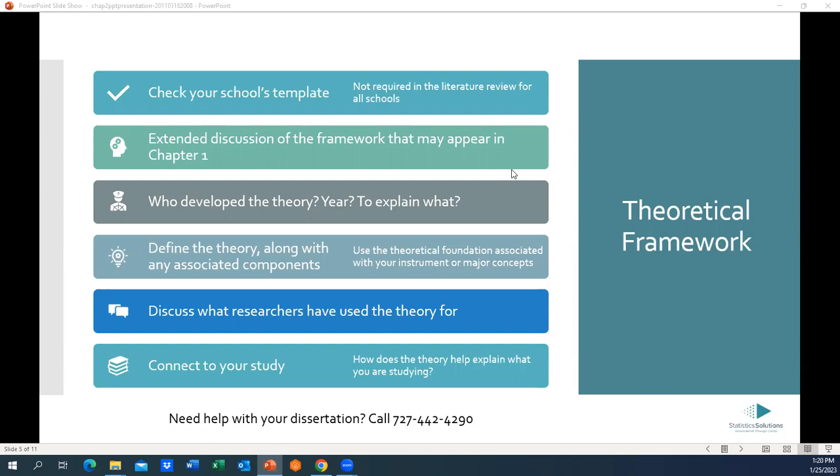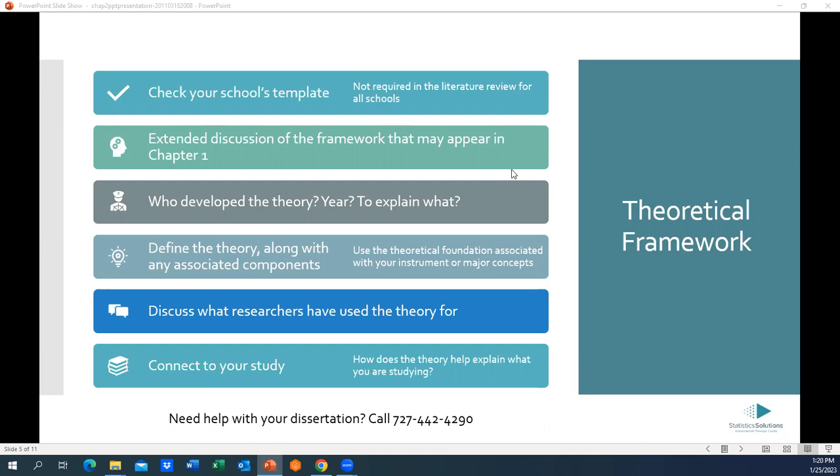And you want to discuss a little bit what other researchers have used the theory for, how they've used it, okay? And you want to try to connect it to your study, to what you're doing. How does the theory help explain what you're studying, or how does it connect to what you're looking at? Okay, that's the kind of idea with the theoretical framework. And of course, once you're done, in our example, talking about transformational leadership theory, you would then move on to the emotional intelligence and talk about that theory and follow the same steps.